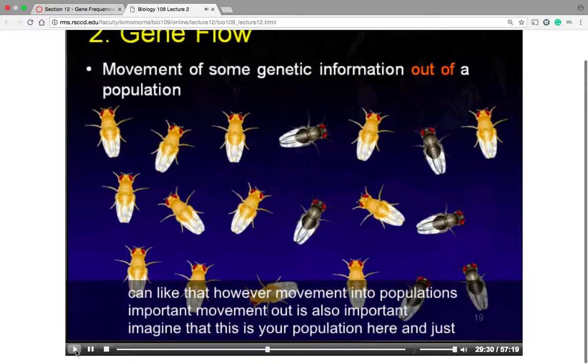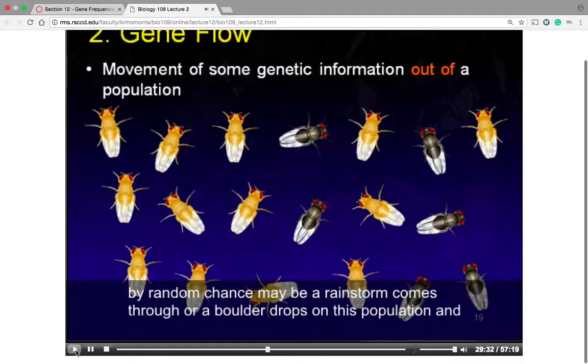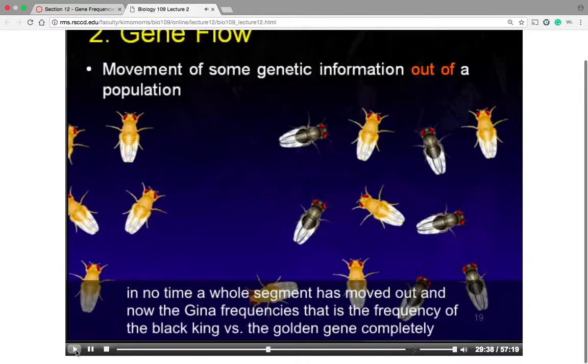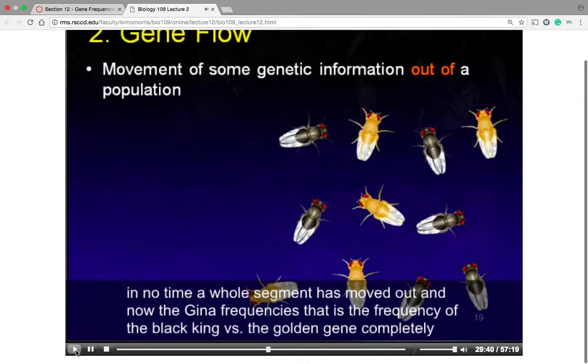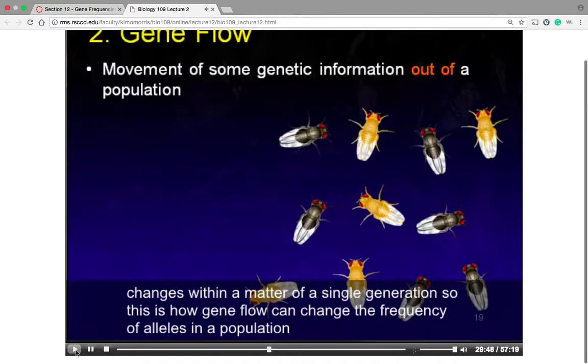However, movement into a population is important, but movement out is also important. Imagine that this is your population here, and just by random chance, maybe a rainstorm comes through or a boulder drops on this population, and in no time, a whole segment has moved out. And now the gene frequencies, that is the frequency of the black gene versus the golden gene, completely changes within a matter of a single generation. So this is how gene flow can change the frequency of alleles in a population.